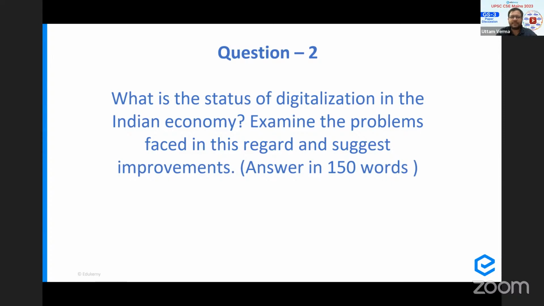Thank you, sir. So the question has basically 3 parts. What is the status of digitalization? Second, the problems faced with respect to digitalization, and suggesting the improvements, right? So we can say basically that India has the second largest smartphone market in the world. It has high broadband users, around 76 crores, according to 2021 data. And internet penetration is about 66 to 70% in urban areas in India. So we can basically say that the status of digitalization in India is this.